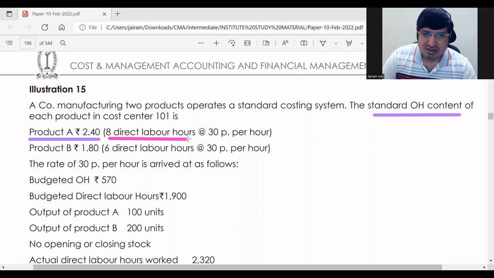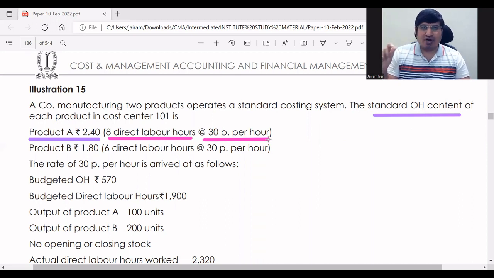8 hours? So normally overheads are charged based on direct labor hours, right? They're saying for 8 labor hours at 30 paise per hour. So 30 paise is how much? 0.3 rupee. Okay, 30 upon 100 of a rupee, right? So it is 0.3 rupee. So just do 0.3 into 8, you will get 2.4. Okay, this is how this is made.